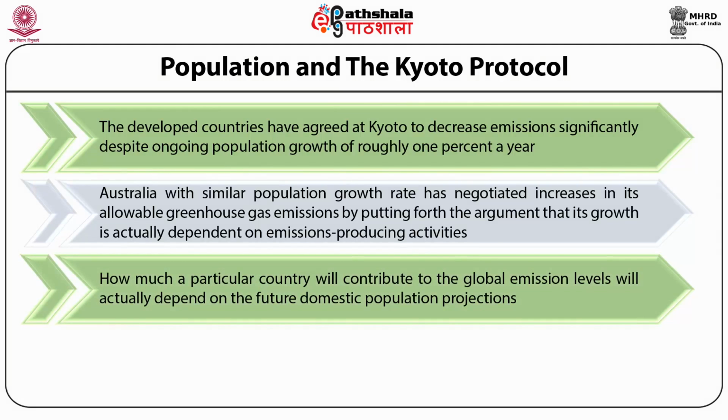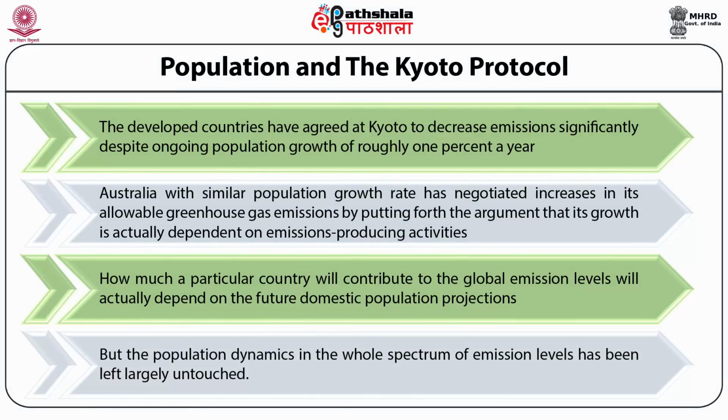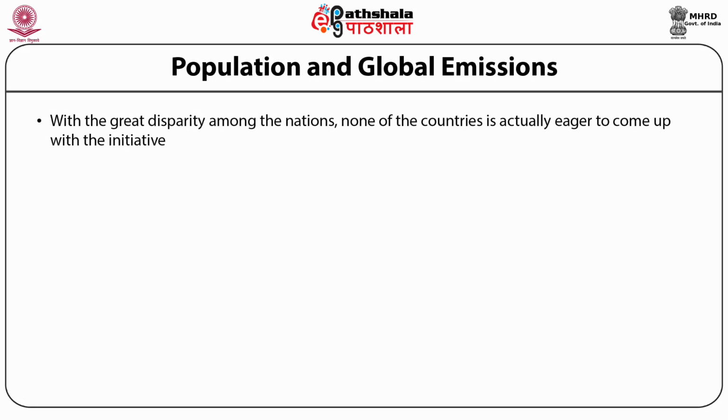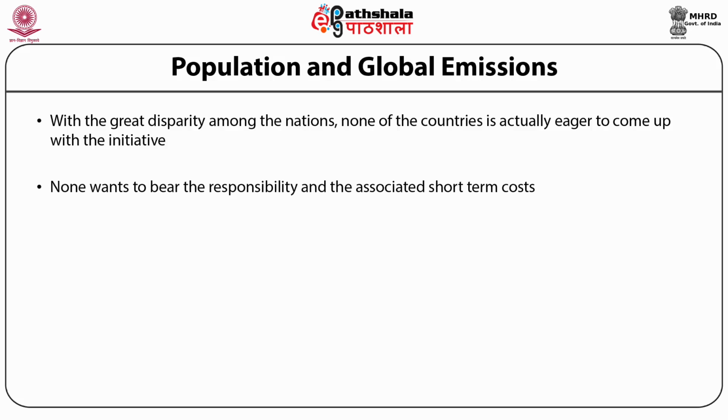How much a particular country will contribute to the global emission levels will actually depend on the future domestic population projections. But the population dynamics in the whole spectrum of emission levels has been largely left untouched. Population and global emissions. With the great disparity among the nations of the world when it comes to emission levels, none of the countries is actually eager to come up with the initiative. Actually, none wants to bear the responsibility and the associated short-term costs.